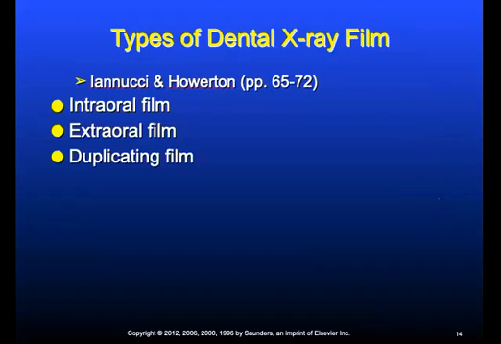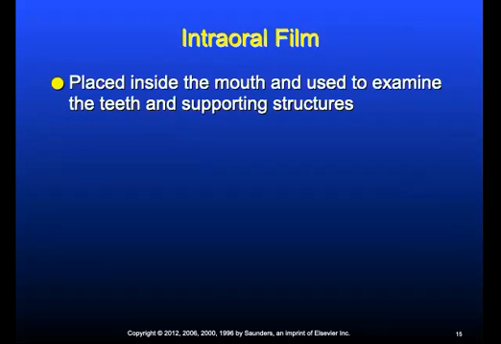All right, so the types of dental X-ray film that we're going to be going over are intraoral film, extraoral film, and duplicating film. The most common type of film is going to be intraoral film. Intraoral film is placed in the mouth and used to determine the teeth and supporting structures. It's important to know that intraoral film is always placed on the lingual surface of the teeth that you are trying to expose.